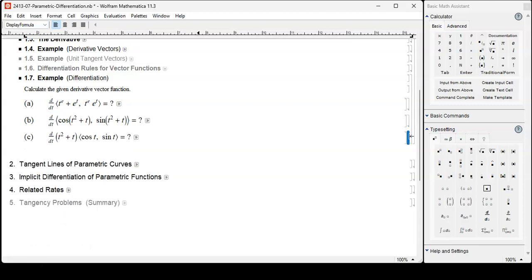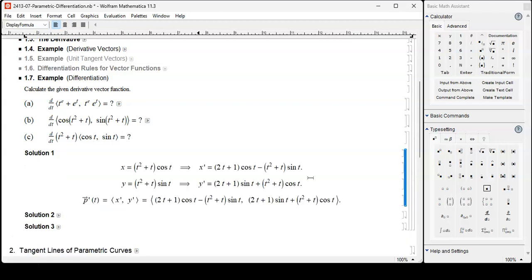How about the next example here? We have scalar multiplication, but the scalar is also changing. So you can use either the product rule, or you can just distribute and calculate the derivative of x and derivative of y separately. Let's see. x is t squared plus t times cosine of t. Calculate the derivative using the product rule. Same here, product rule. And then you can put it together. Easy.